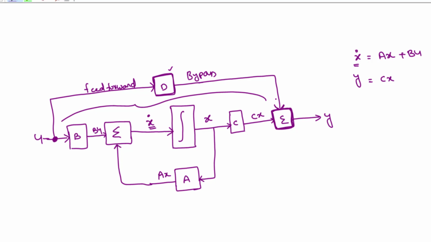We generally go this way: x dot is equal to ax plus bu, y equal to cx plus du, where D is the feed forward information. If you want, you can use it, otherwise there is no issue. Some systems may have a feed forward path, some systems may not have a feed forward path. That depends upon what type of system we are using. Now let us take some example and then we will develop the state space model.